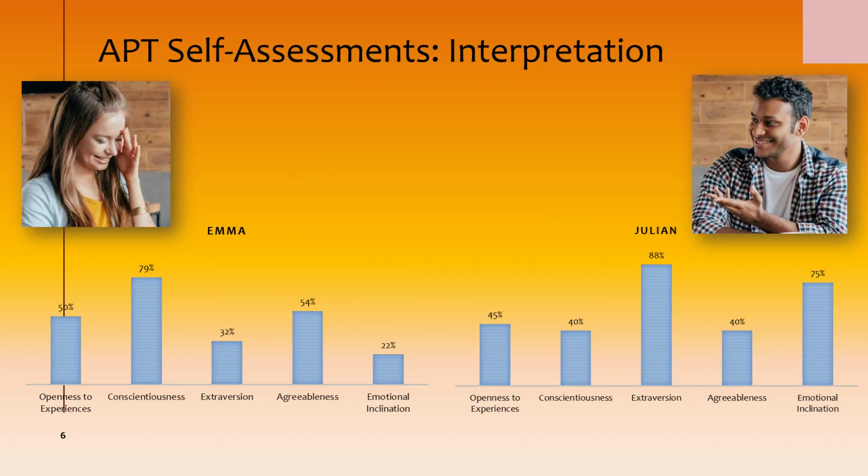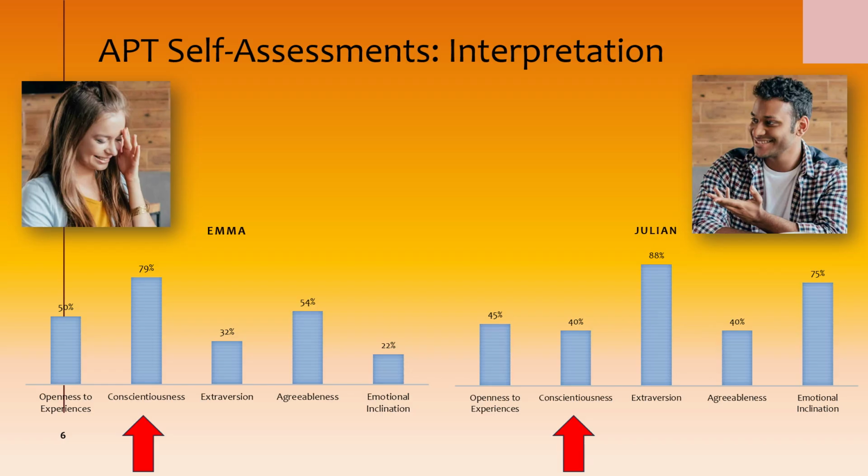Now let's meet Emma and Julian. Their graphs show that they are close in terms of openness to experiences. This means they're likely to feel the same about new experiences like trying a new restaurant or a new leisure activity. They are also likely to enjoy art and music to the same degree, so this is a trait where there will likely be little conflict.